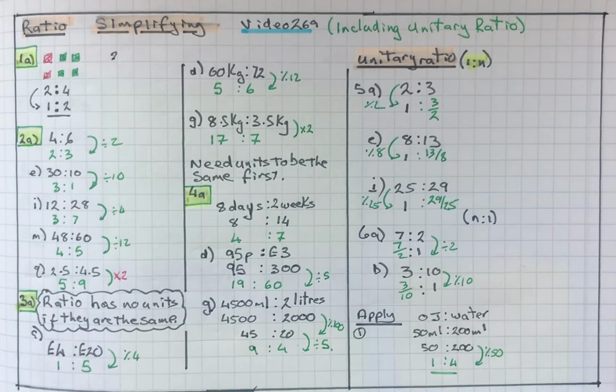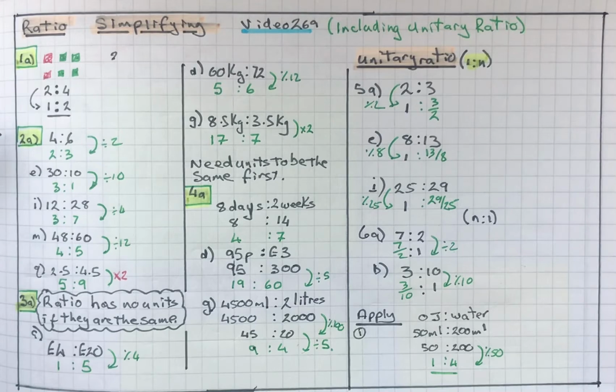If I look at question one, it's a shape question there. It gives you 2 red and 4 green. Now, ratio means that we split them equally so that the red comes first, so it's 2 colon 4, and then we simplify that down to 1 to 2. So for every 1 red, there's 2 green. The same goes for 2a.